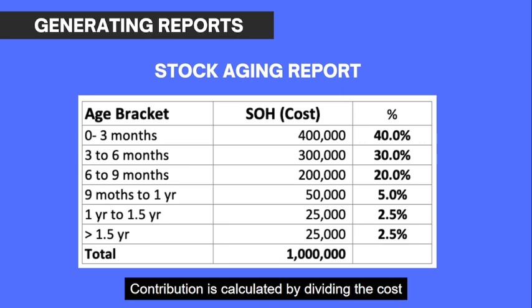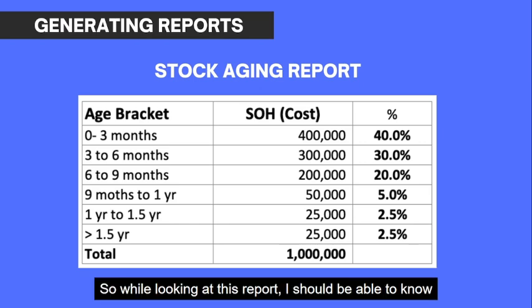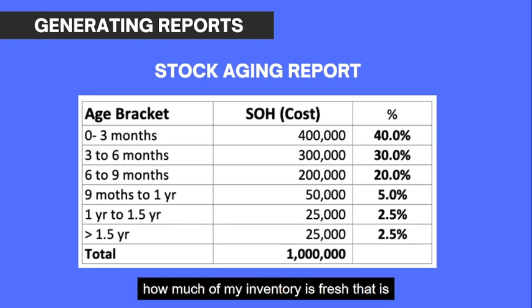Contribution is calculated by dividing the cost amount of each age bracket by the total cost of all inventory and then multiply it by 100 to get the percentage. The sum of contribution should always add to 100%. So while looking at this report, I should be able to know how much of my inventory is fresh, that is, for example, below 3 months.